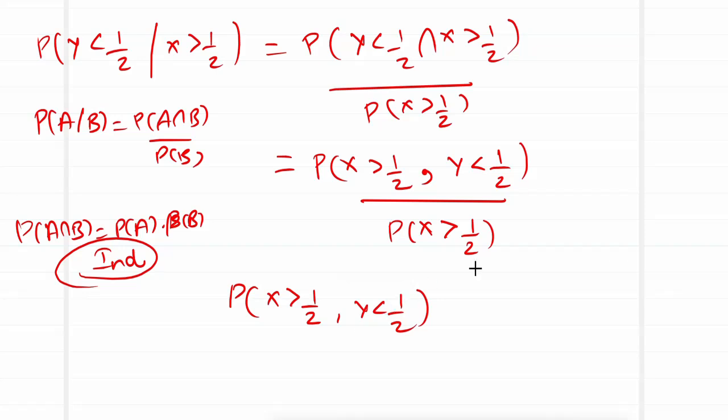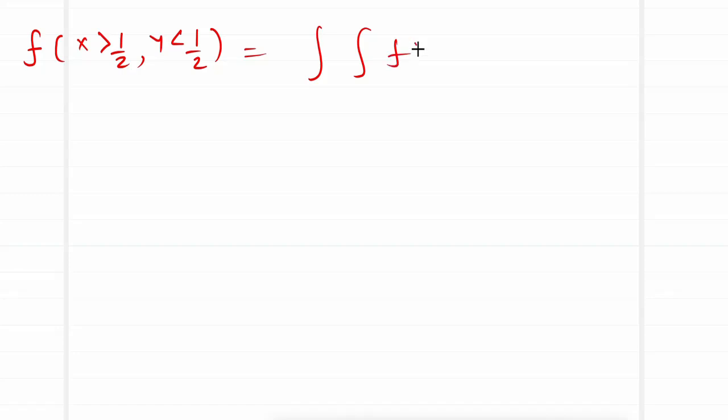We will find this and then put it back over here. So when it comes to this, it is going to be the probability of two values. So you want the probability of x greater than half and y less than half. You have two variables, which means you need two integrations and a function of x comma y with respect to dx as well as dy.